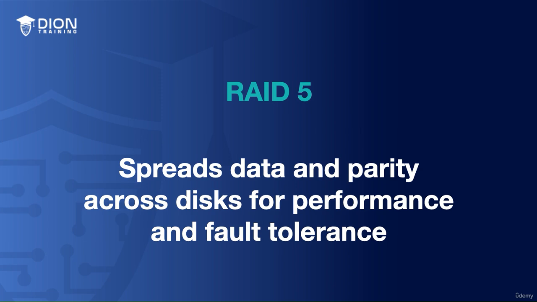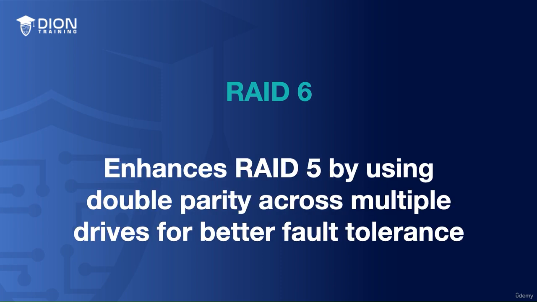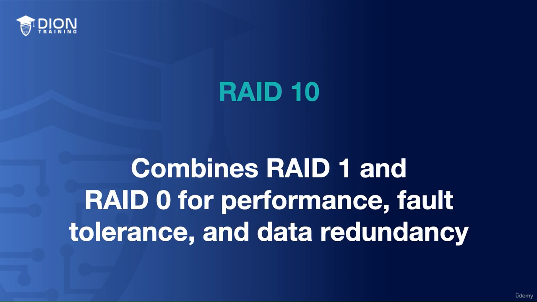A RAID 5 is going to distribute data and parity information across 3 or more disks to improve the read and write performance while also providing fault tolerance. A RAID 6 is similar to a RAID 5, but it adds an extra parity block so that the data and double parity is going to be striped across 4 or more storage devices to help withstand the failure of 2 storage devices simultaneously without having any kind of data loss. A RAID 10 will combine the advantages of a RAID 1 and a RAID 0 by striping data across mirrored sets of storage devices to offer higher performance, fault tolerance, and improved data redundancy. By relying on the use of RAIDs, we can increase our overall availability when we're designing high availability systems for our enterprise networks.